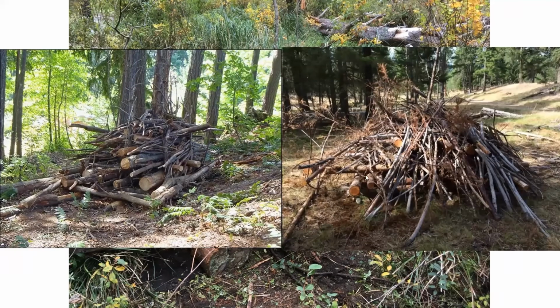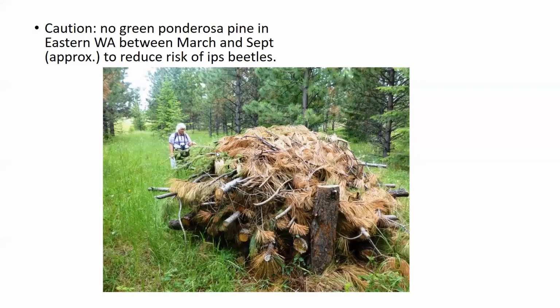It's pretty remarkable. This one is actually on Suncadia, where they included having piles as part of their management. And there's some wrinkles to it we're going to get to. In Eastern Washington, because of the possibility of introducing a flush of Ips bark beetles, you don't want to use green pine slash, just pine, between March and September-ish. And Melissa might speak to that. But this is the only downside that I've come up with to building these piles: this particular caveat about Eastern Washington bark beetles. So there you go.